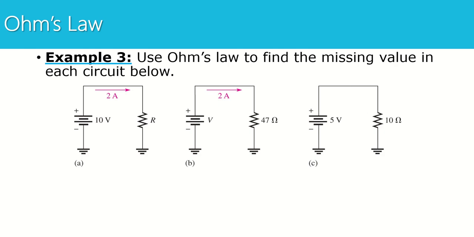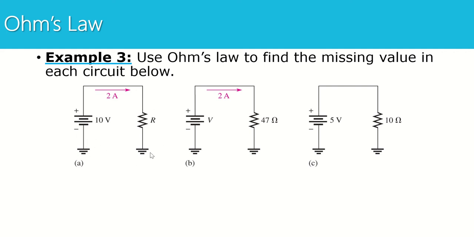In our last example, we're going to use Ohm's law to find the missing value for each circuit. So we have V equals IR, that's Ohm's law. And in each case, one of those values is going to be missing, and we're going to solve for those values one at a time. So with the circuit on the left, I know the voltage, I know the current, I don't know the resistance.